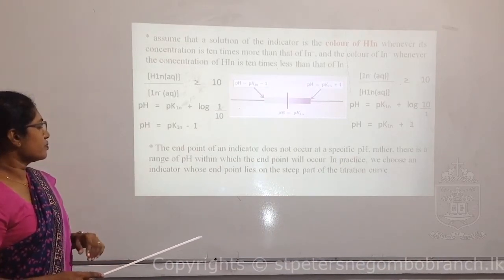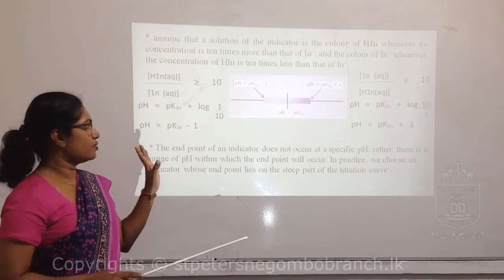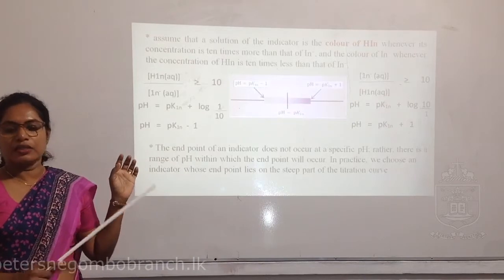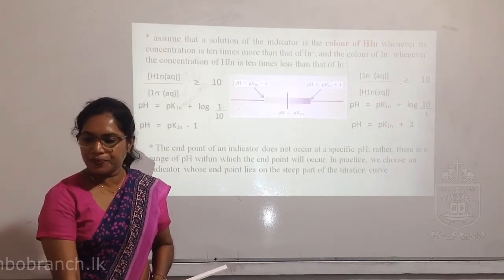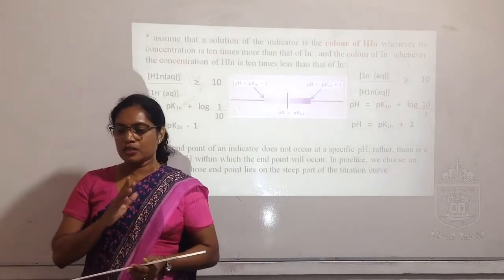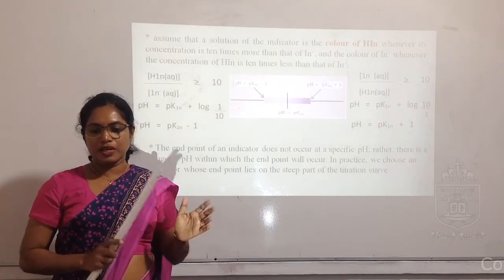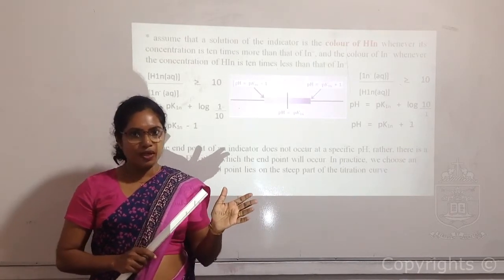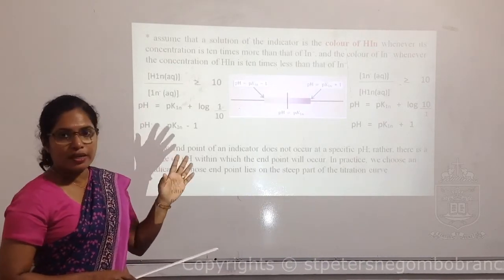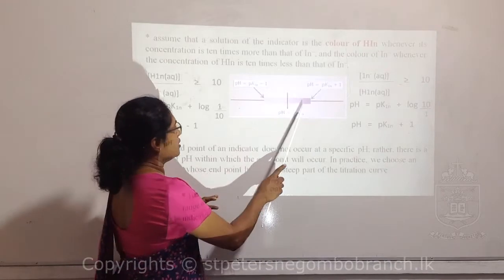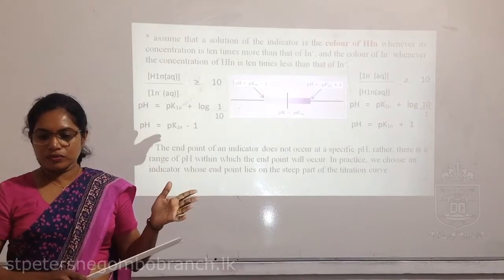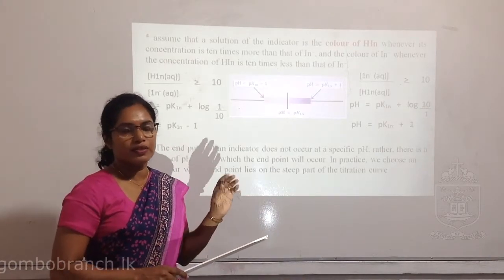So this is the range of pH of the HIn indicator. So the endpoint of an indicator does not occur at a specific pH. There is a range of pH in which the endpoint will occur. So for the HIn indicator, this is the range of pH. We can find the endpoint of the titrations.